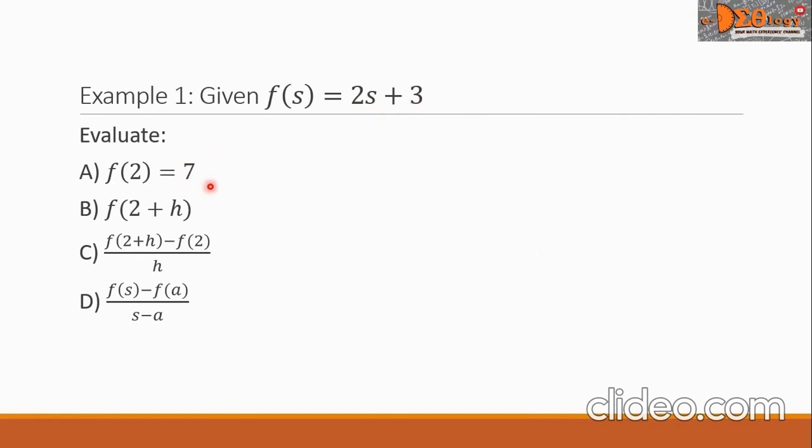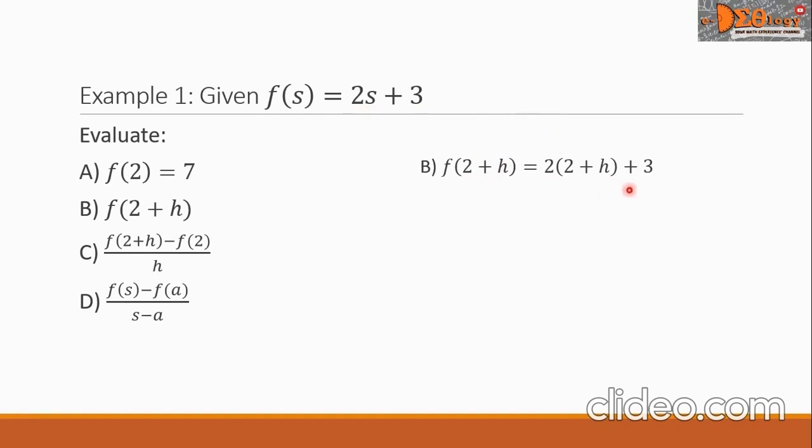Then we will proceed with letter B. The f of 2 plus h. The same idea. I am going to copy the same function. I will write here, but for the s, I am going to substitute the value 2 plus h. So we have now 2 times the quantity 2 plus h. Then plus 3.